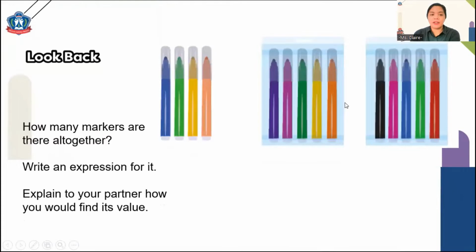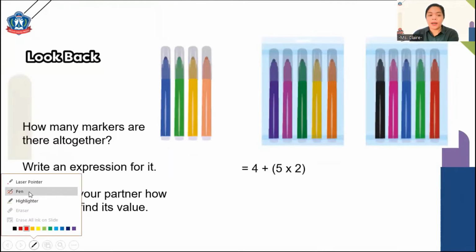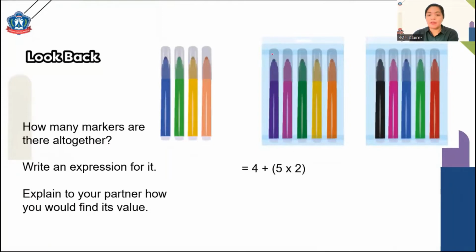I have here some markers. How many markers are there altogether? If we count the markers, there are 14 markers, right? But if we write an expression or a number sentence for it, how would we do this? Children, take a look. We have 4 plus 5 times 2. Why do we put 5 times 2? Because we have the same number. This is 5 markers in one box, and there are 2 boxes with the same number of markers. So we separate them with a bracket or a parenthesis.